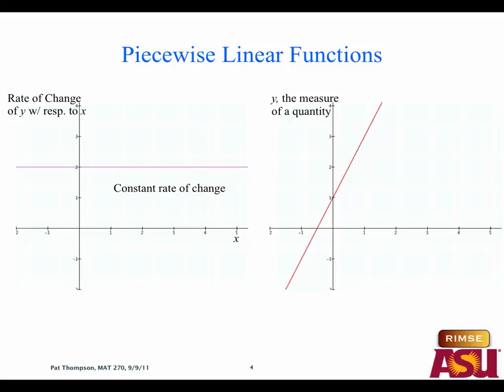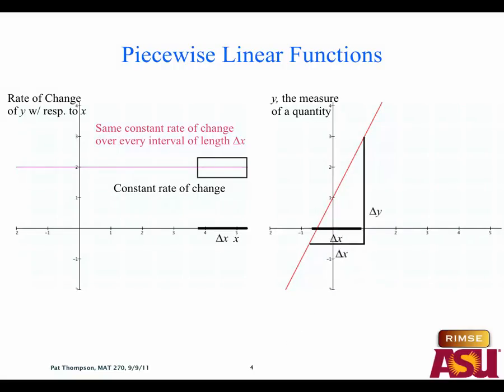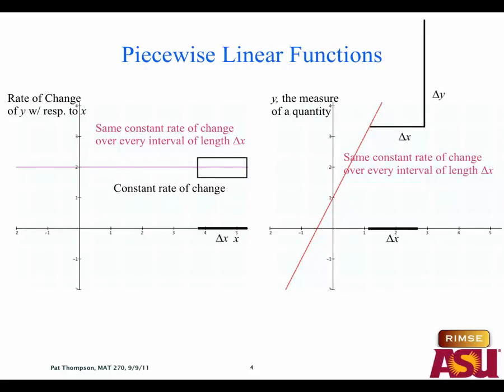Okay, so here is a different graph that's showing the same constant rate of change of 2. Instead of the y-axis being the quantity, now the y-axis is a measure of the rate of change. And so if that rate of change is always 2, it graphs as a horizontal line. No matter what your x value is, the constant rate of change is 2. So do you see that these two graphs are both showing the same constant rate over every interval of length delta x?